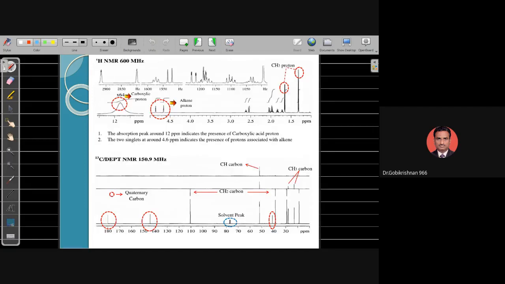Next, see here, this is the H1 NMR. Before going to H1 NMR, we will check the C13 NMR. See the C13 NMR here.